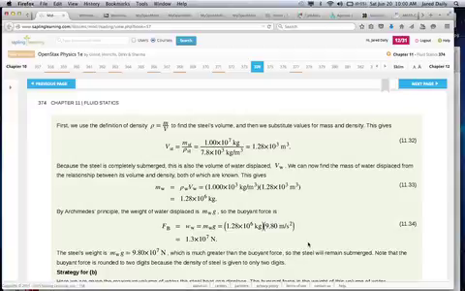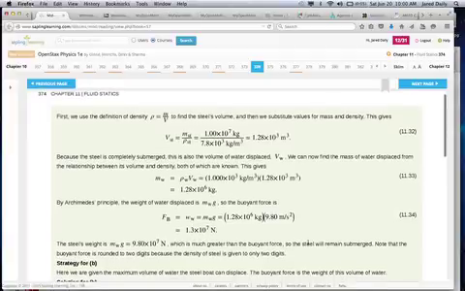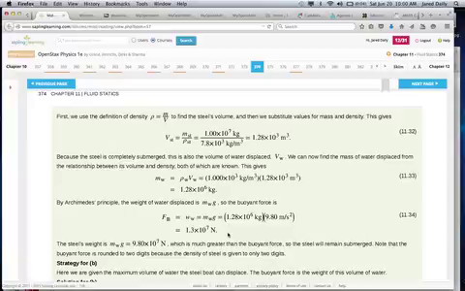And notice the discrepancy here. The weight of the steel is 9.8 times 10 to the 7 newtons. It's almost 10 times the weight of the water. Well, maybe 5 times the weight of the water. 6 or 7 times, whatever. 7 times the weight of the water. But it's a great deal more weight than the water.